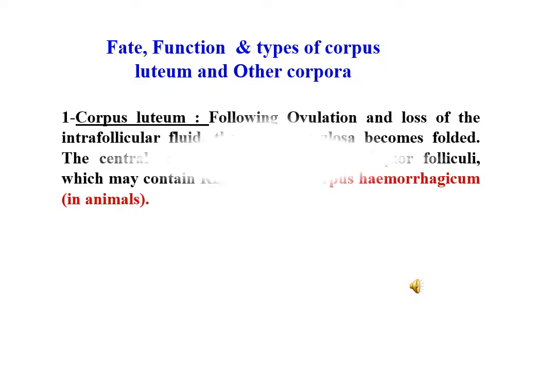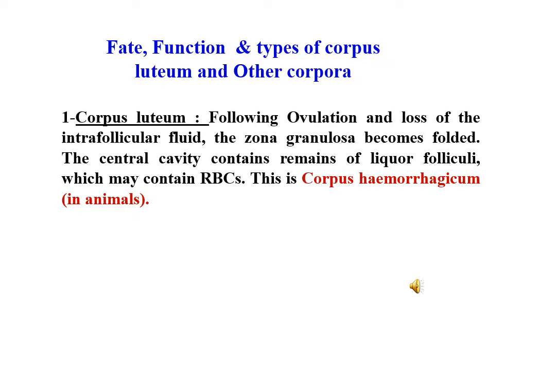Fate, function, and types of corpus luteum and other corpora. Corpus luteum. Following ovulation and loss of the intrafollicular fluid, the zona granulosa becomes folded. The central cavity contains remains of liquor folliculi, which may contain RBCs. This is called corpus hemorrhagicum in animals.